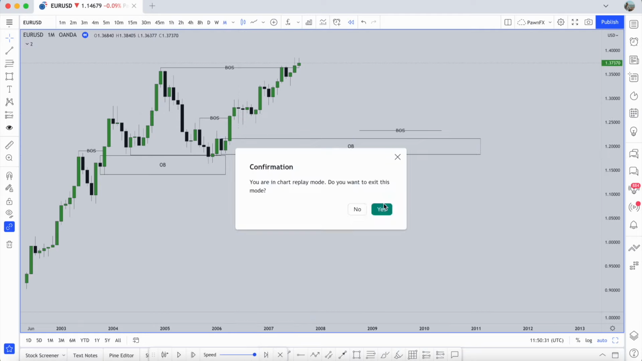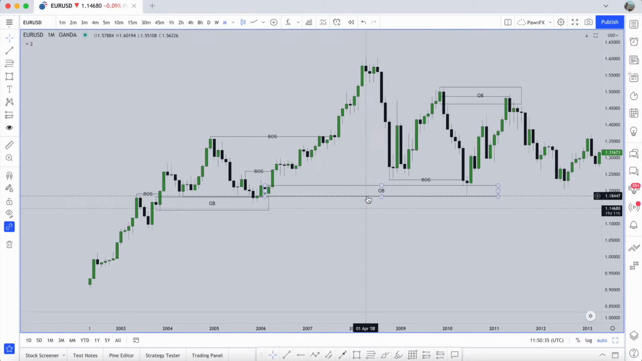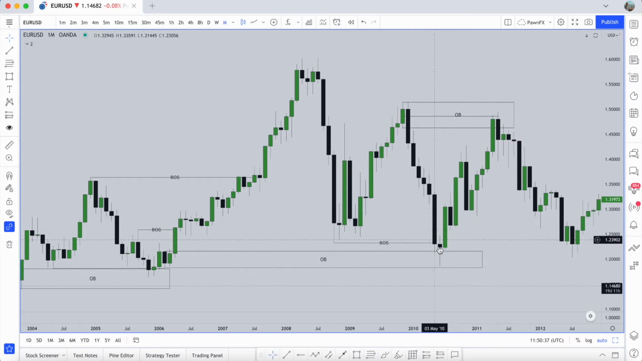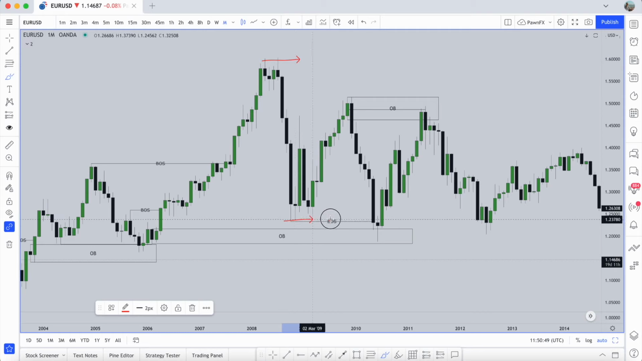Now, if we come out of the replay mode, we can go back over to here, and what we can see is price has pushed down, tapped into this order block, and then rallied higher. So from this point here, we can expect price to continue to the downside. Why? Because we have this high here, and we have this low here. We've pushed and made this high, but now we've got a break of structure to the downside. So what we can expect, order flow is shifting.